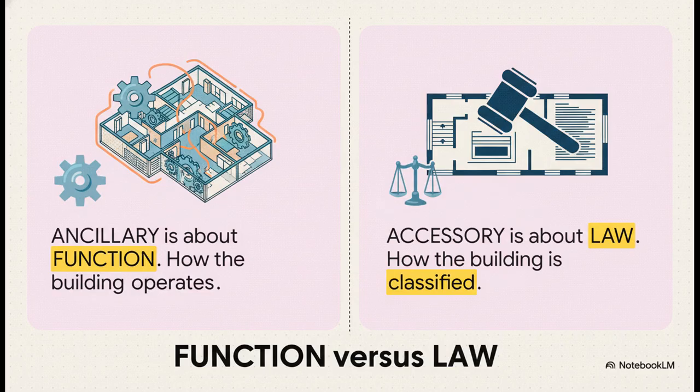Ancillary is all about function. How does the building operate? Does this closet functionally support that classroom? Accessory, on the other hand, is all about law. How is the building classified by the code? Is this little shop a different occupancy group that's legally secondary to the main one? Function versus law. That is the fundamental difference.